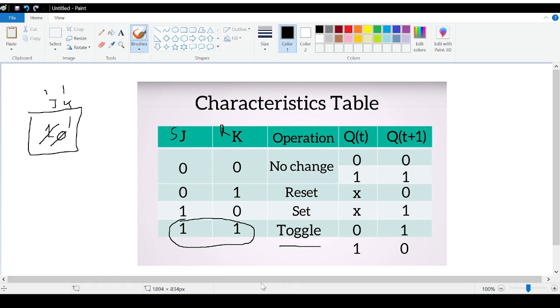Since JK has a special feature, of course its circuit will be different as well. So let's look at the internal circuit of a JK flip-flop.